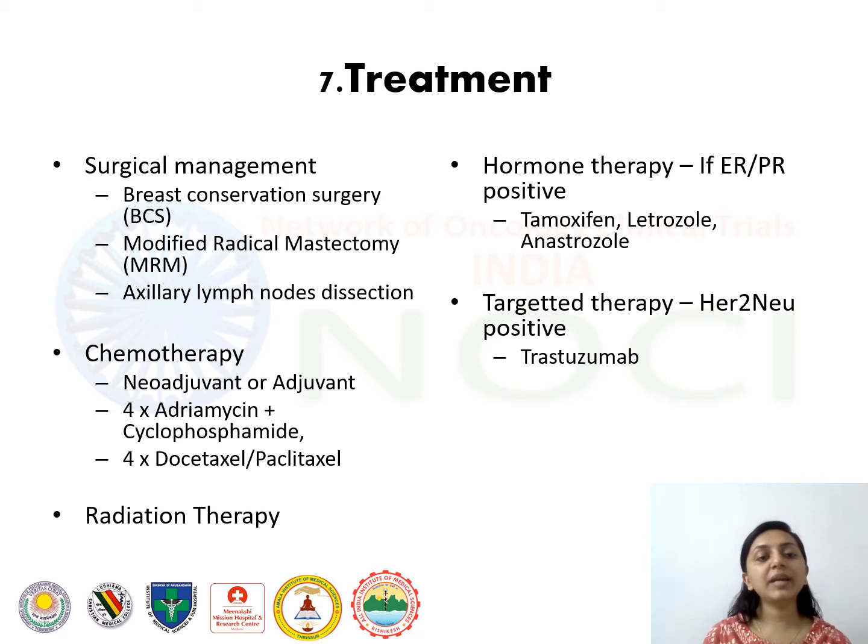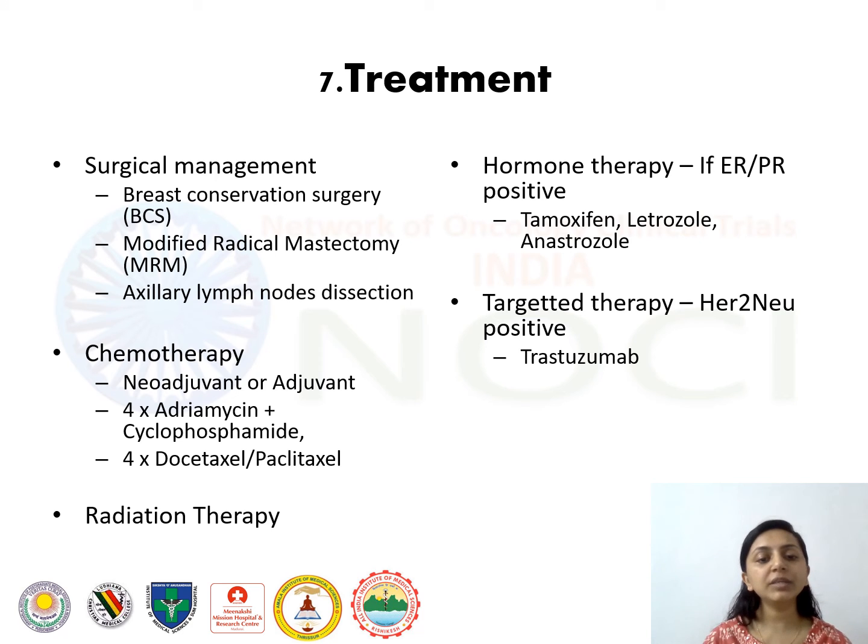So surgical management can be divided into breast conservation surgery, where only the tumor is removed and the rest of the breast is kept intact. In modified radical mastectomy, the entire breast is removed, including the lump and the nipple areolar complex, and axillary lymph node dissection is also done. That is, the axillary lymph nodes are removed along with the lump or along with the breast.